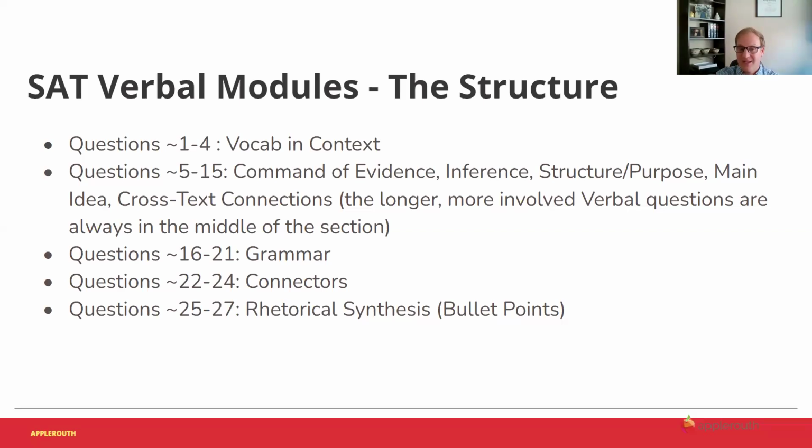Instead, we'll probably start at like question 16, because the grammar, the connectors, the bullet point questions, they're not easy by any means, but they're quicker. And if you master the rules, they can be easier. Understand that the long questions are in the middle. So after vocab, we get these longer command of evidence, purpose, cross-text connections, inference, always in the middle.